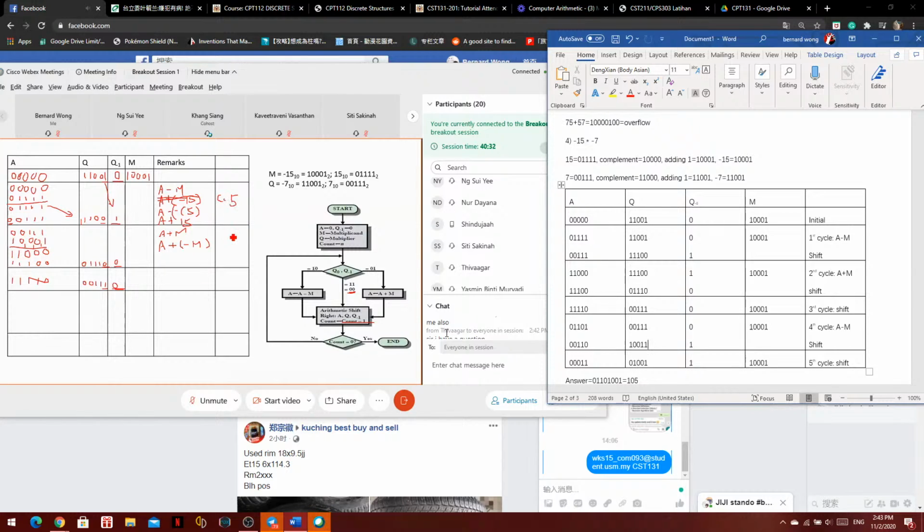So C equals 5, 4, 3, 2. After shifting 1, it will become 0. So after the final shifting, it will become 0 and then N.